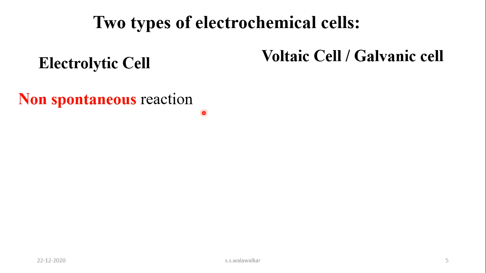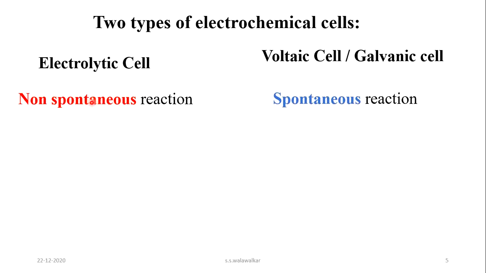Now in an electrolytic cell, a non-spontaneous redox reaction takes place. Redox reactions are of two types: spontaneous and non-spontaneous. Non-spontaneous reactions are those reactions which do not take place on their own, and some external help is required. That means in an electrolytic cell, for a redox reaction to take place, electricity is required, and therefore it is a non-spontaneous reaction.